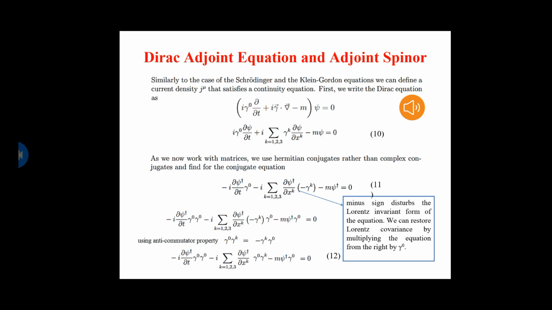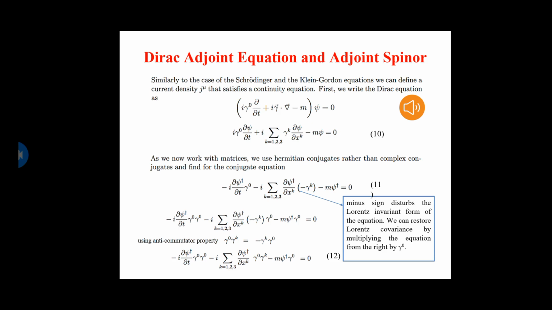As we know, when we work with matrices, we use the Hermitian conjugate rather than the complex conjugate, and we find the conjugate equation: minus iota partial psi Hermitian conjugate over partial t gamma naught minus iota summation k is equal to 1, 2, 3 partial psi Hermitian over partial x raised to power k minus gamma raised to power k minus m psi Hermitian is equal to 0, marked as equation number 11.